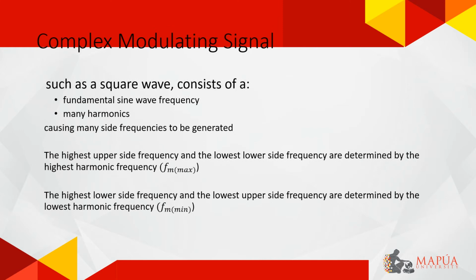A complex modulating signal, such as a square wave, consists of a fundamental sine wave frequency and many harmonics, causing many side frequencies to be generated. The highest upper side frequency and the lowest lower side frequency are determined by the highest harmonic frequency, while the highest lower side frequency and the lowest upper side frequency are determined by the lowest harmonic frequency.